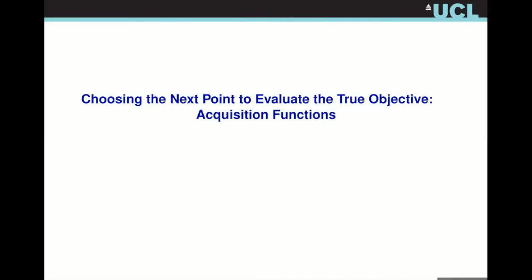So in the second part today, we're going to look at how to choose the next point to evaluate the true objective function. So where do we find these x star values from?